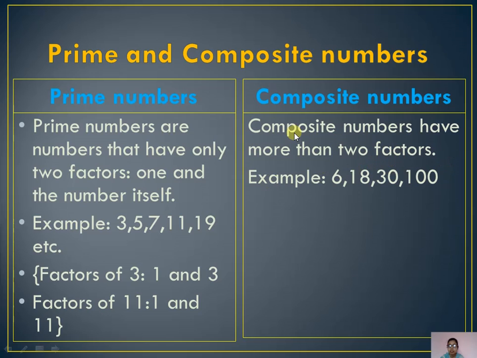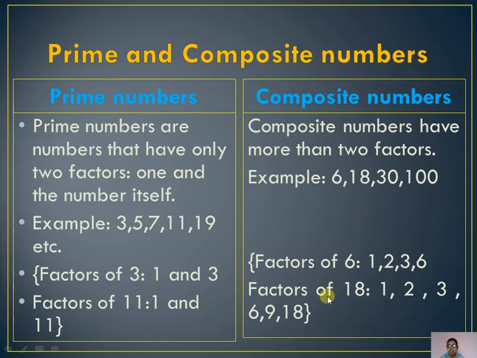For example, 6, 18, 30, 100, they are composite numbers. Factors of 6 are 1, 2, 3 and 6. So, it has more than two factors. Similarly, factors of 18 are 1, 2, 3, 6, 9 and 18. Here 18 also has more than two factors. So they are called composite numbers.